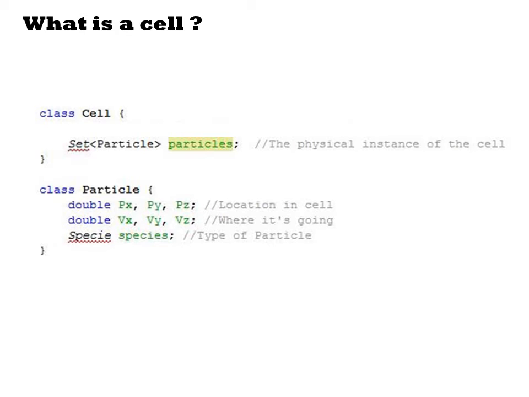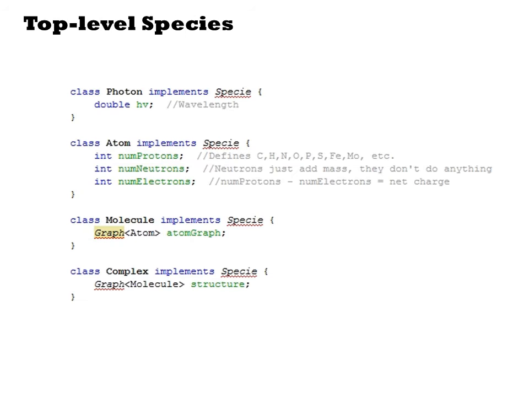One way to model a cell is to describe it as a set of particles. Those particles have a position, a velocity, and based on this species description, they have some identity that defines their behavior. At the most basic level, we can discuss four classes of species: photons, atoms, molecules, and complexes.